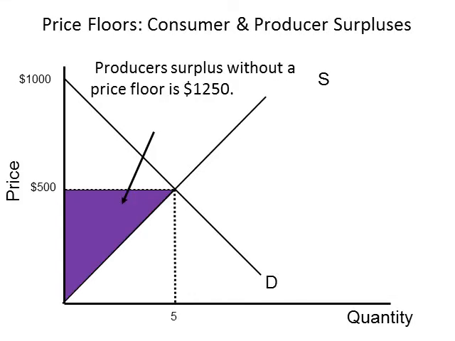The producer surplus is a triangle bounded by the equilibrium price, $500, 0, and the equilibrium quantity, 5 TVs. Thus, the total producer surplus is 500 times 5 times 1/2, or $1,250.